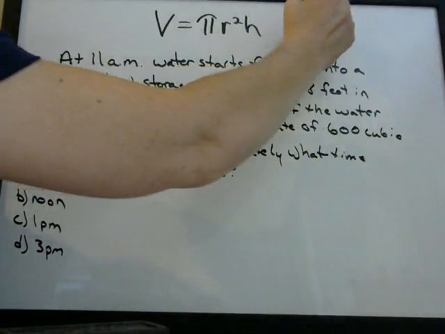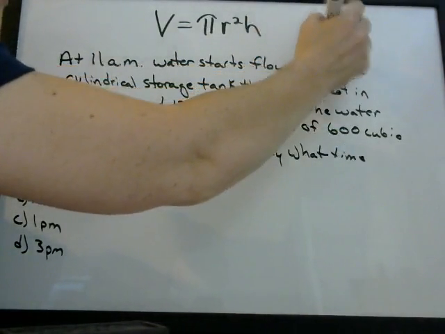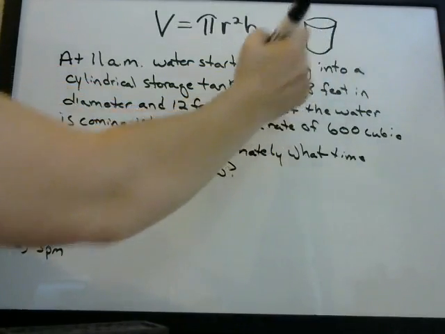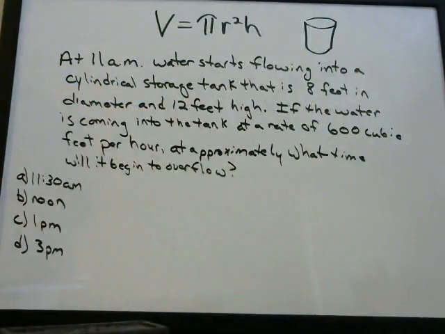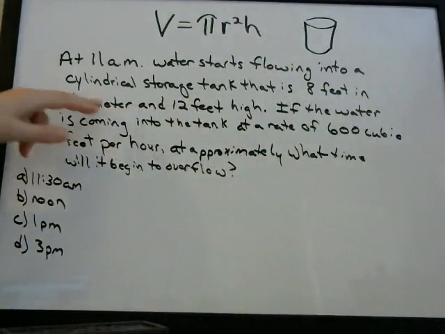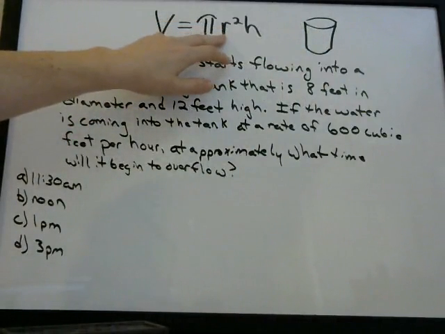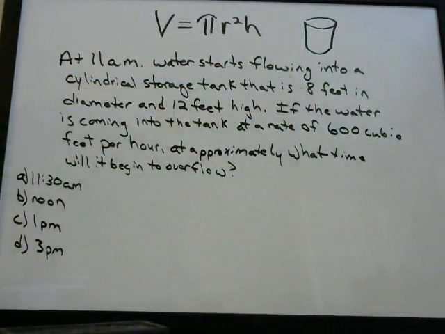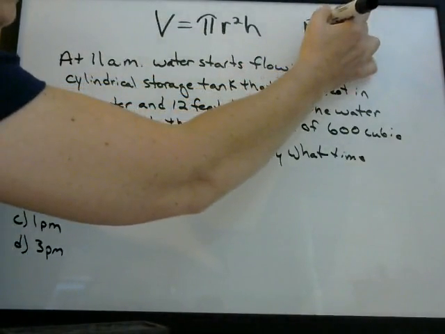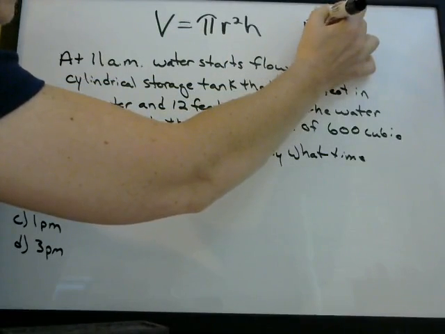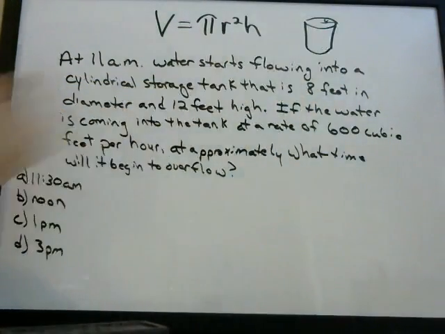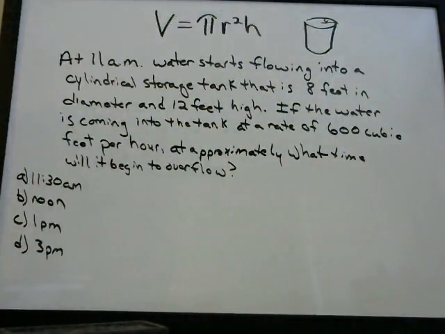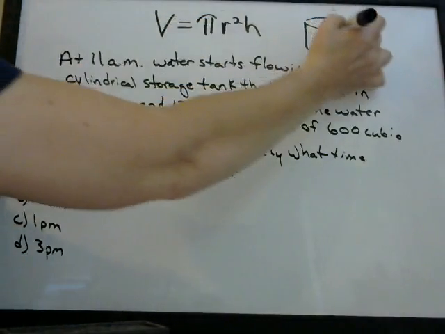So let's just draw that so we can get a little bit of a visual. So 8 feet in diameter. But again, we don't want the diameter. Our formula calls for the radius. So if the diameter is 8 feet, what's the radius? It's half of that. Again, if you don't know that, you need to watch the videos on Facebook about circles. So the radius is 4, and it's 12 feet high.